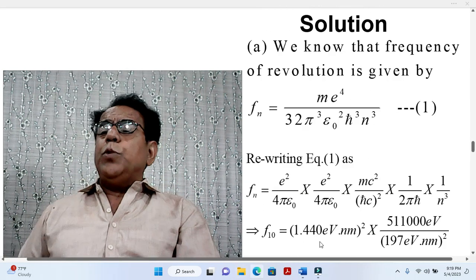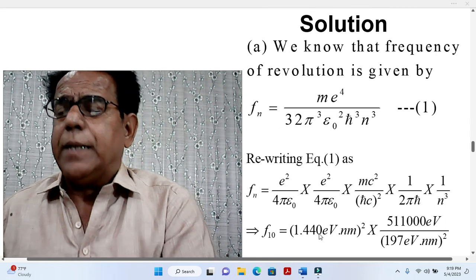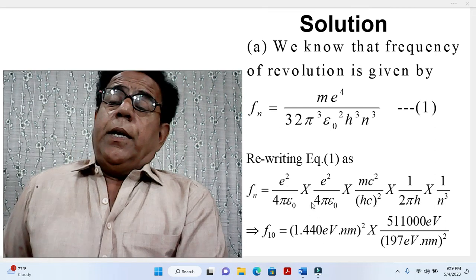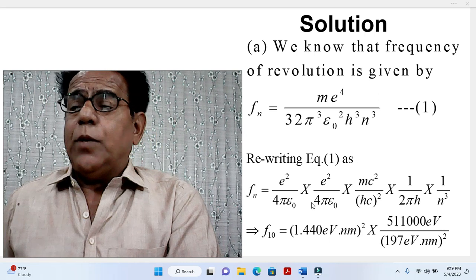Now we come to its solution in a proper, formal manner. First we come towards part A of this problem.